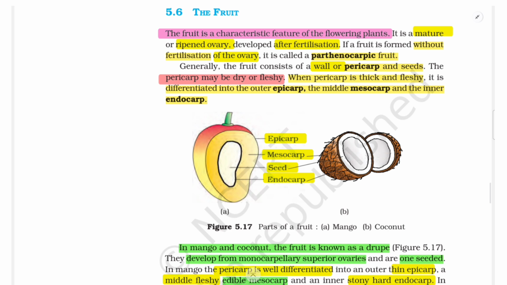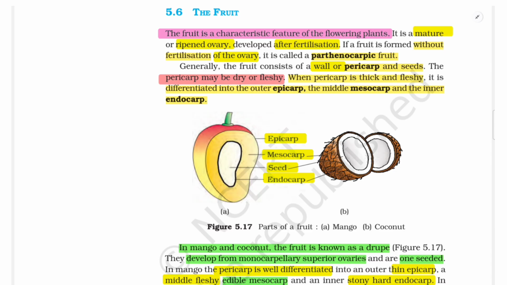5.6 The fruit. The fruit is a characteristic feature of the flowering plants. It is a mature or ripened ovary developed after fertilization. If a fruit is formed without fertilization of the ovary, it is called a parthenocarpic fruit. Generally, the fruit consists of a wall or pericarp and seeds. The pericarp may be dry or fleshy.